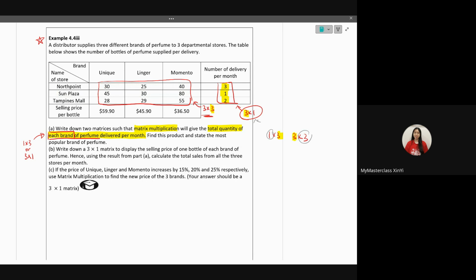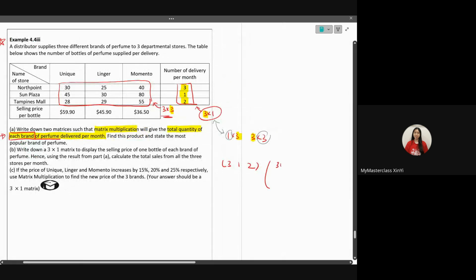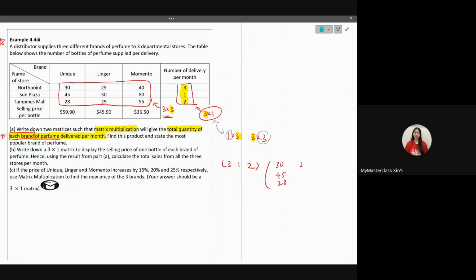How do we switch from this to this? Basically, we are going to have a 3, 1, 2. So this is now a 1 by 3 matrix, 1 row only, then multiplied to your 3 by 3. So let's try to write down first at the side to see whether we will get what we want. You have 40, 80, 55. If we do it this way, then what you are essentially doing is row 1, column 1. So this is going to give you 3 times 30 plus 1 times 45 plus 2 times 20. In this case, what you're doing is taking these values multiplied to these values.